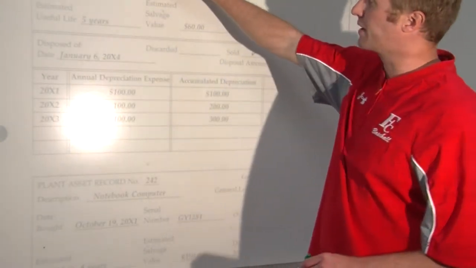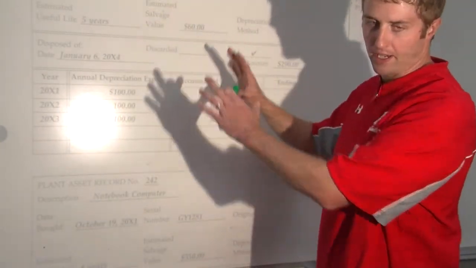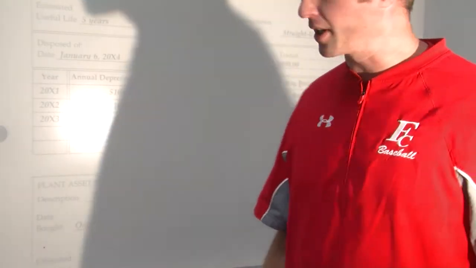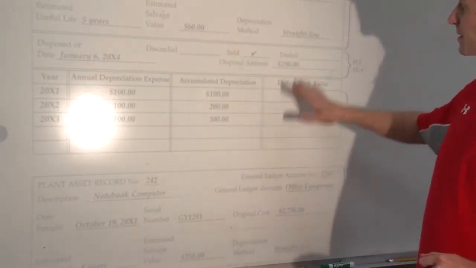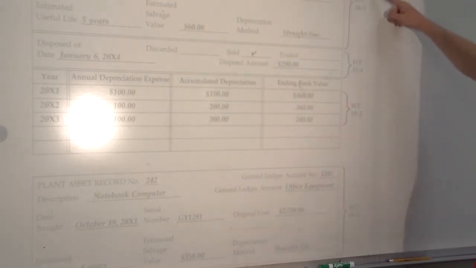Here's our plant asset sheet. This is our record number 241. If you can see up here, I apologize for this bright light. There's really no other way that we can do it. But look at 241. This is the computer monitor. This is what we're going to be selling. So this is as far as you should be right here.